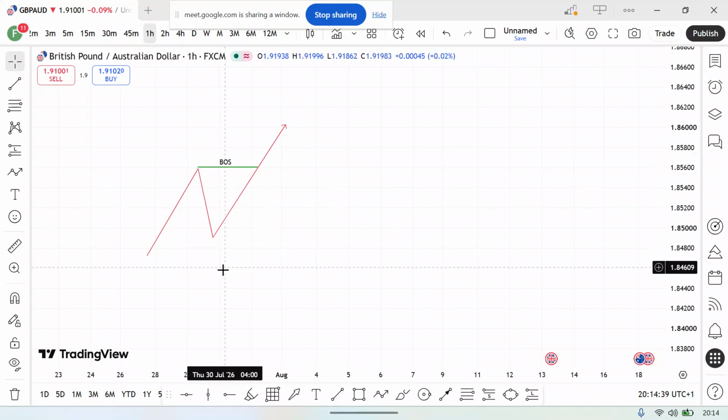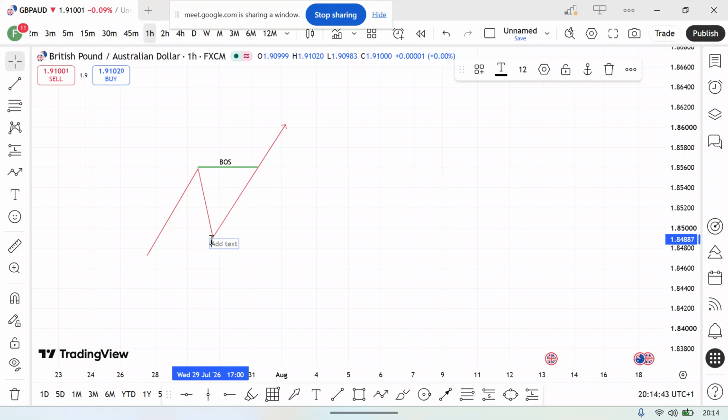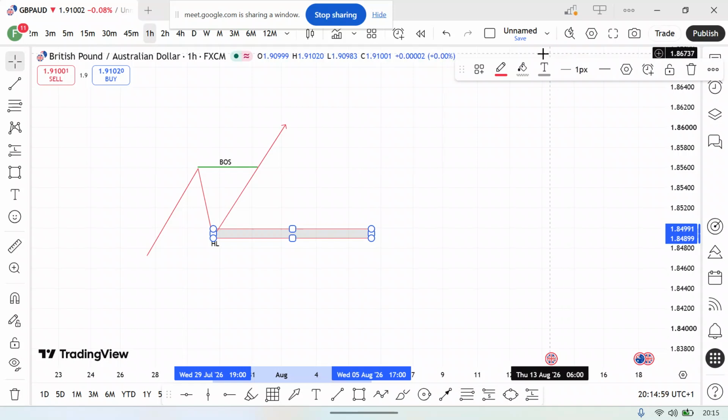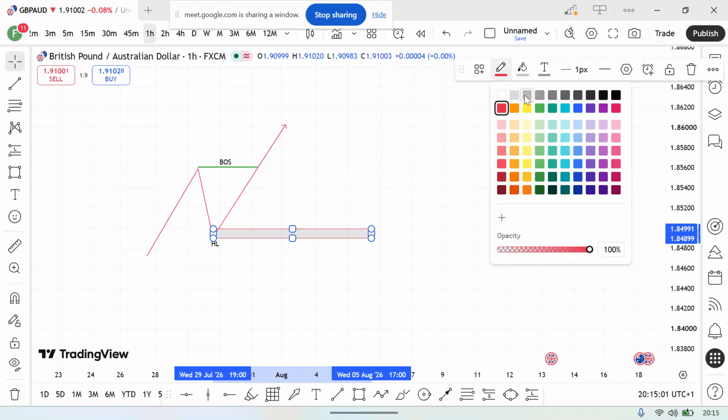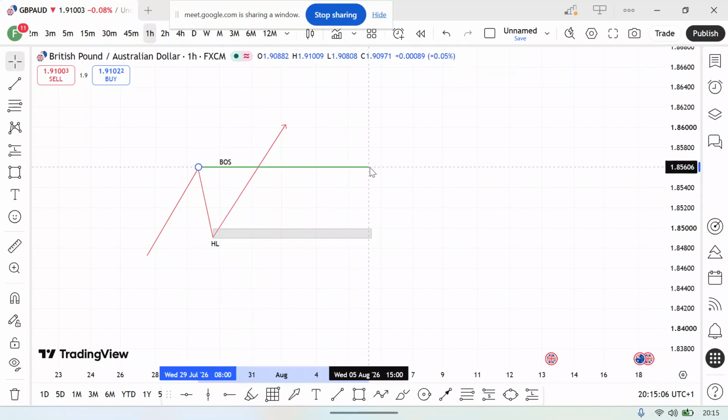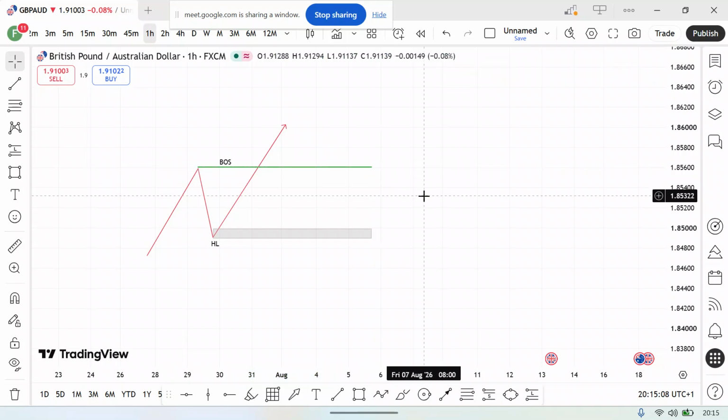Now what do you do? You mark out the last higher low that was created. Okay, you come up and place a box around it. Pull it to the right. Are you following up? Let me know if you're following up.